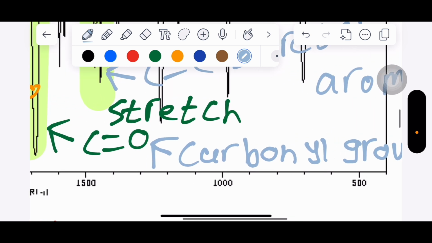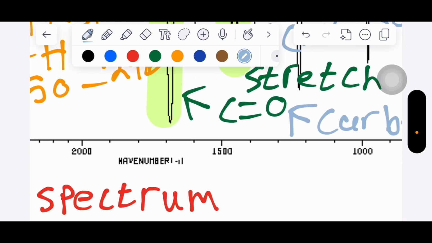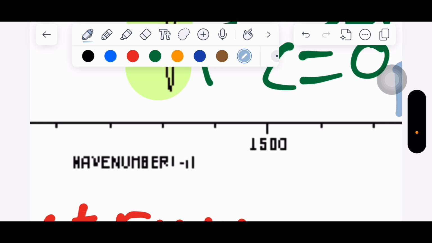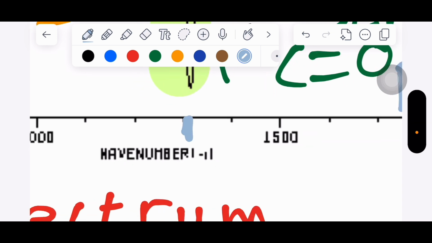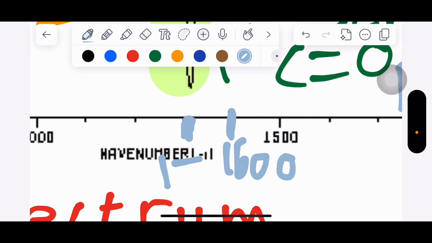It has a strong sharp absorption around 1600 to 1700. There's not really a number here that we could tell, but I want to say it's in between 1700 and 1600. So it's in between there.